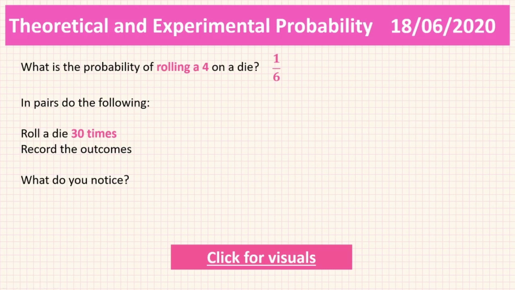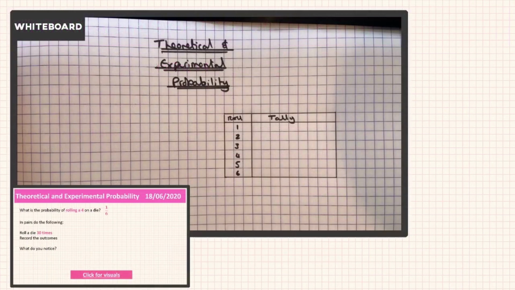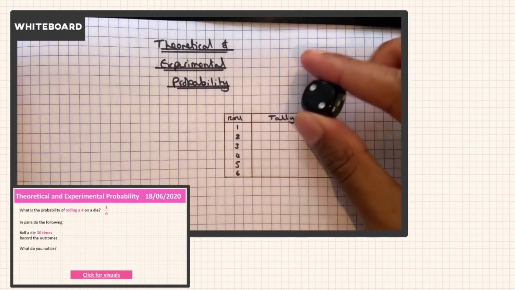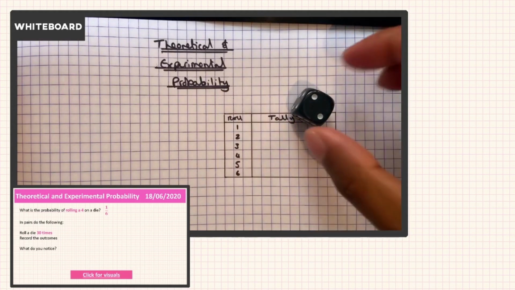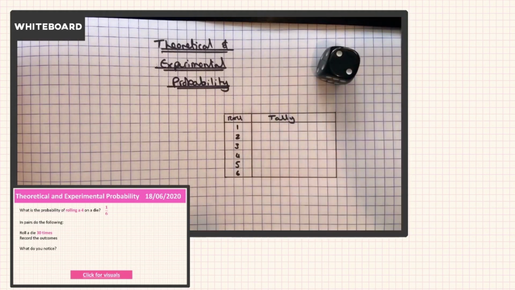So here's what we're going to do. You're going to come along with me to my whiteboard. We're going to be rolling a single die 30 times, and we're going to take a tally of that experiment. So we're going to do a little bit of experiment. We're going to roll a single die 30 times.